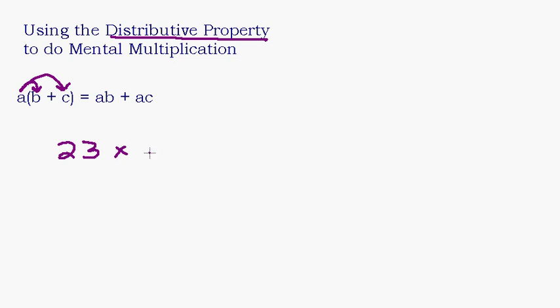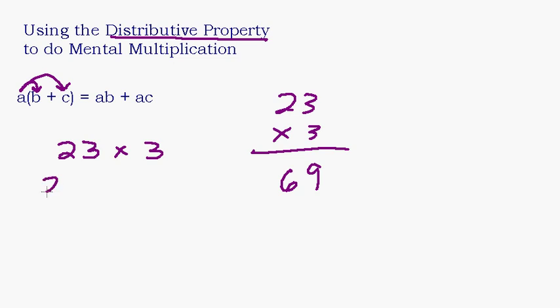23 times 3. So the old-fashioned way is to do 23 times 3 and go 3 times 3 is 9 and 3 times 2 is 6. If we use the distributive property, the way we think about 23 is we think about it as 20 plus 3. And then we want to multiply that by 3.